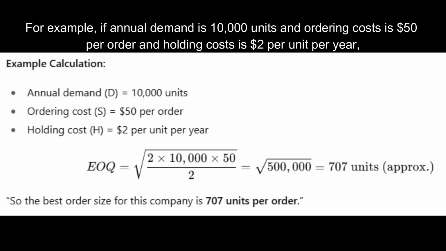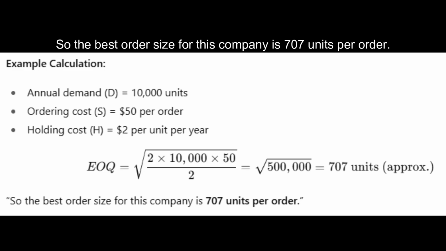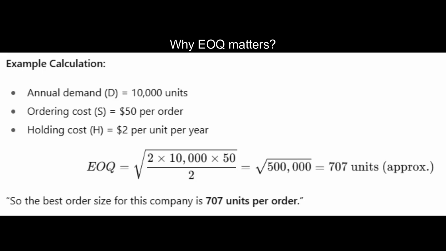For example, if annual demand is 10,000 units, the ordering cost is $50 per order, and the holding cost is $2 per unit per year, according to the formula, the EOQ would be approximately 707 units per order. So the best order size for this company is 707 units per order.